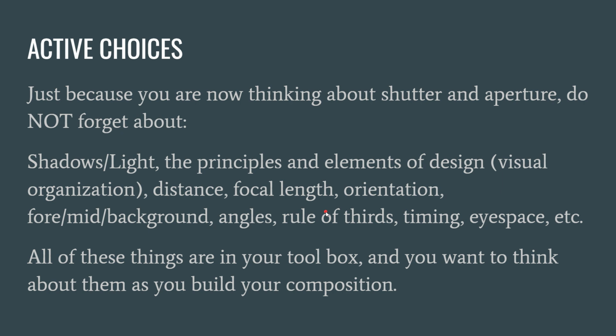Also, don't forget about all the active choices that I've talked about in my other lessons and videos. Just because you're thinking about shutter speed and aperture, don't forget about shadows, light, visual organization, line, shape, texture, positive, negative space. Think about your focal length and your orientation and your angles and rule of thirds and your timing and your eye space, all that kind of stuff. We are learning all these things along the way so we can have them in our toolbox and use them to build the best picture that we can.